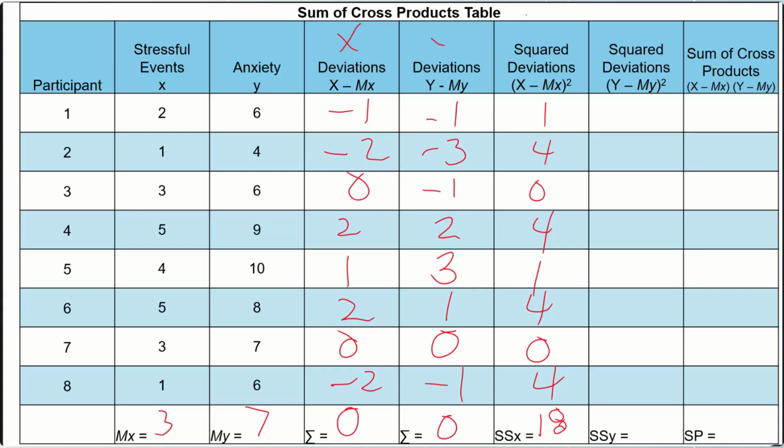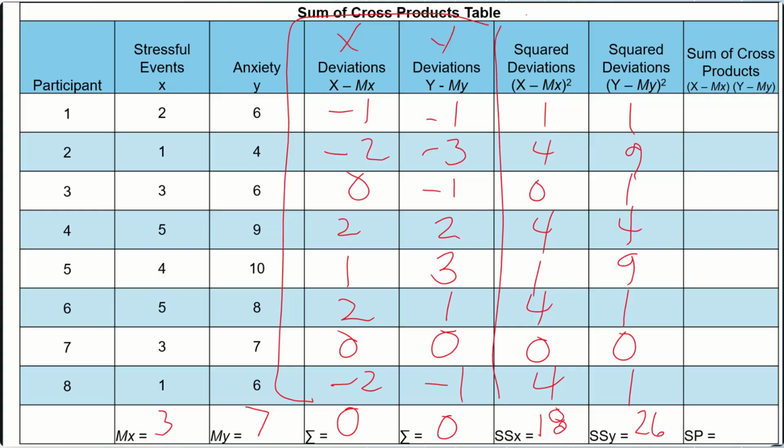So then we'll focus on y. So -1 squared is 1, -3 squared is 9, -1 squared is 1, 2 squared is 4, 3 squared is 9, 1 squared is 1, 0 squared is 0, and -1 squared is 1. So 1 plus 9 plus 1 plus 4 plus 9 plus 1 plus 0 plus 1 gives us a sum of squares of y of 26.